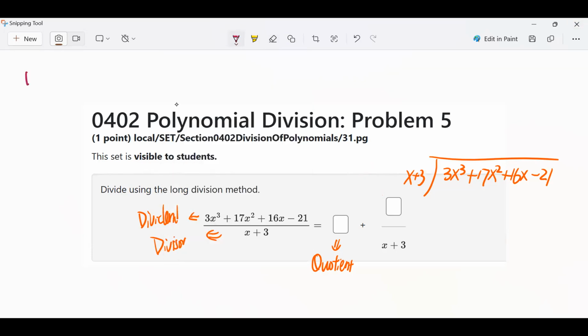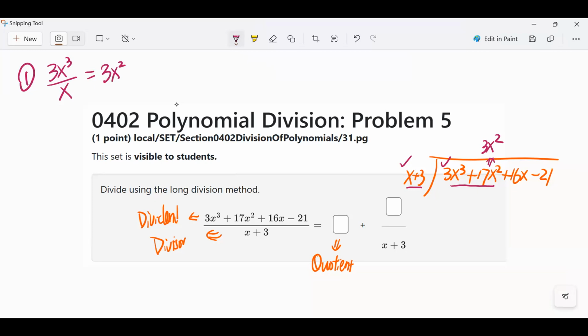Step one, you take the first two terms, because the divisor has two terms. Now you use the leading term in the dividend over the leading term in the divisor. So you do 3x cubed over x. Once you simplify that, you get 3x squared. That means you put that 3x squared on top, over the 17x squared. So 3x squared goes here.